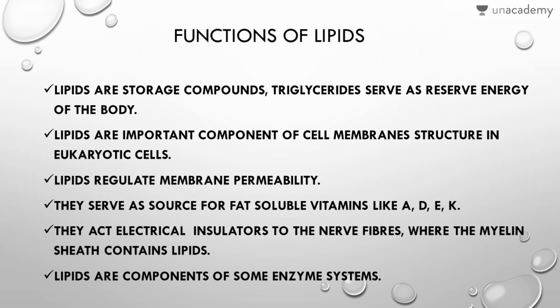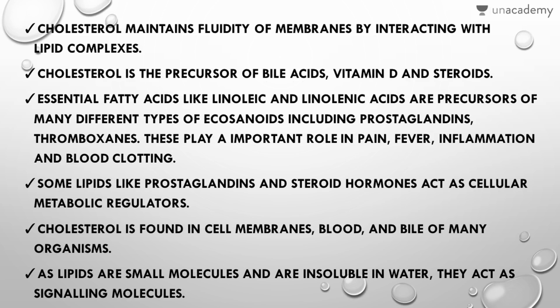These are important components of cell membrane structures in eukaryotic cells. Lipids regulate membrane permeability as well, and they serve as a source for fat-soluble vitamins such as A, D, E, and K. Now, vitamins A, D, E, and K are fat-soluble. That means they are stored in the form of fatty molecules. They act as electrical insulators to nerve fibers. The myelin sheath contains lipids. Lipids are components of some enzyme systems as well.